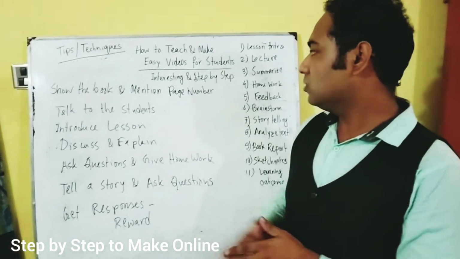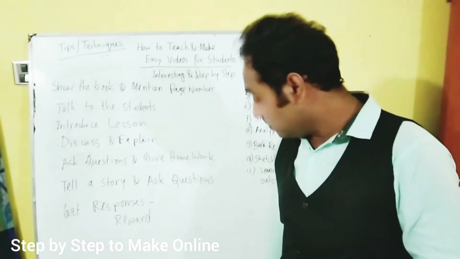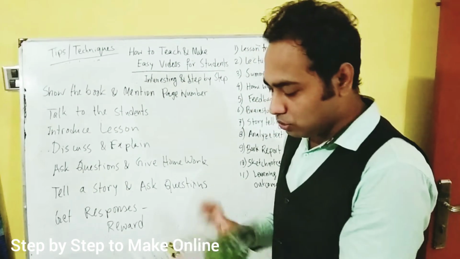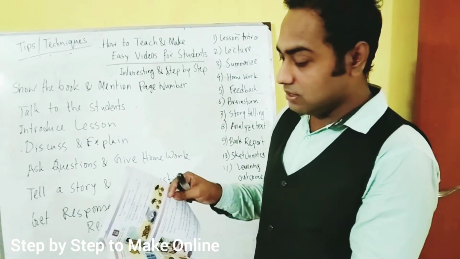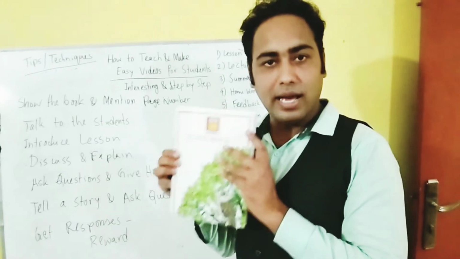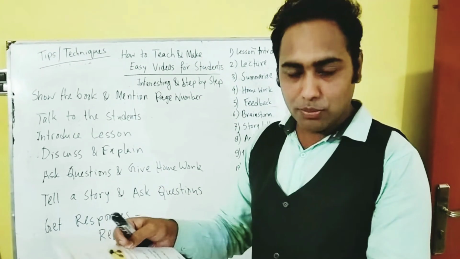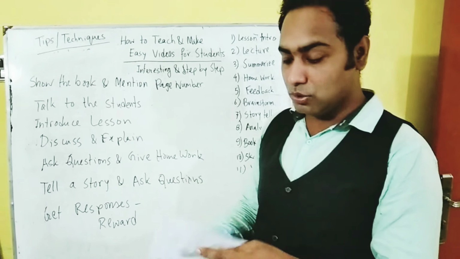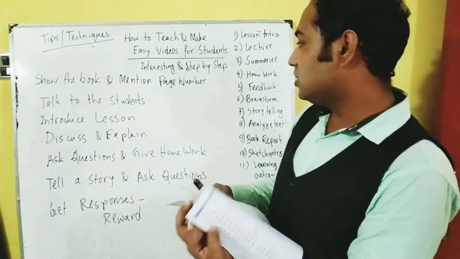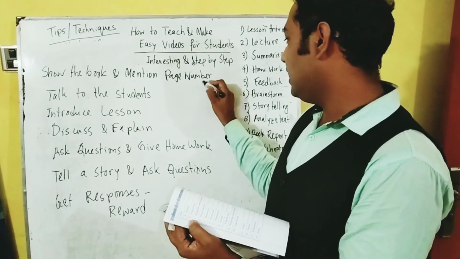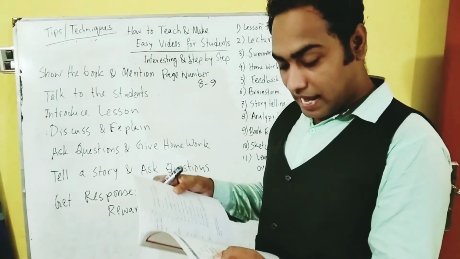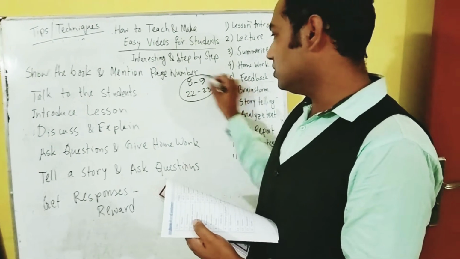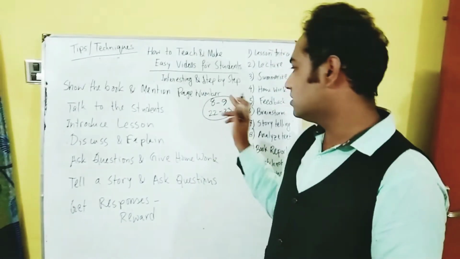Now let's talk about this interesting step-by-step procedure. Show the book and mention the page number. It's very important that you show the book to the students. Like I will show you, this is the book that I'm going to discuss today. Everybody will take the book, and then you mention the page number. Suppose singular and plural, page 8 and 9, and then another singular plural, page 22, 23. So everybody will focus on this page number.